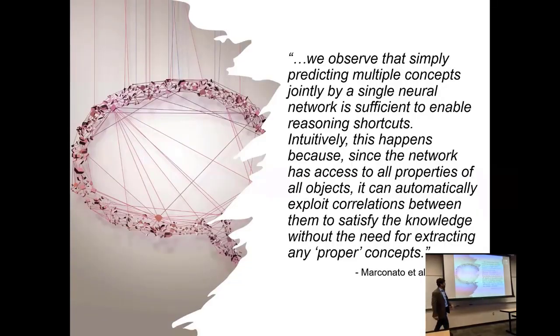So quoting right from the paper, simply predicting multiple concepts jointly from a single neural network is sufficient to enable reasoning shortcuts. Intuitively, because the network has access to all properties of objects, it can automatically exploit correlation to satisfy the knowledge. That's kind of the key thing. It's going to exploit these correlations to satisfy the rest of the knowledge base. And that's what gives rise to these unintended semantics.